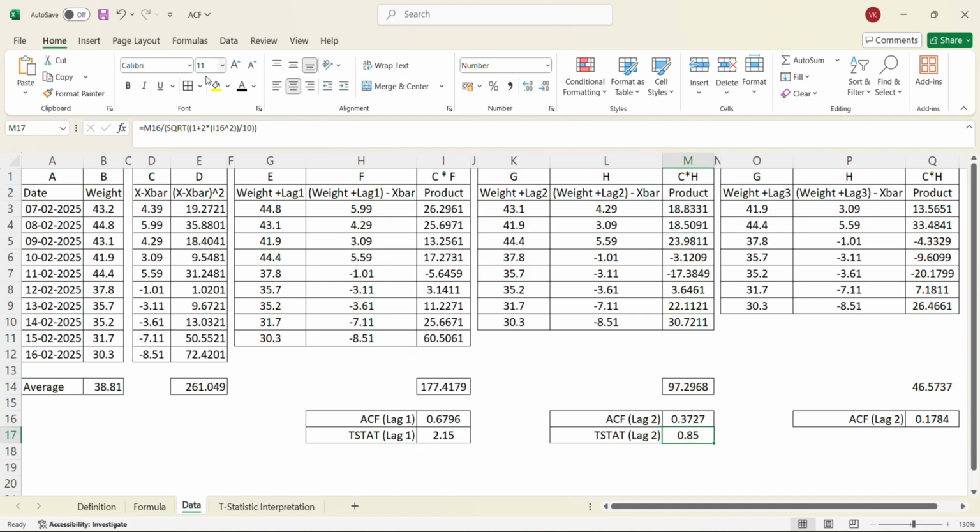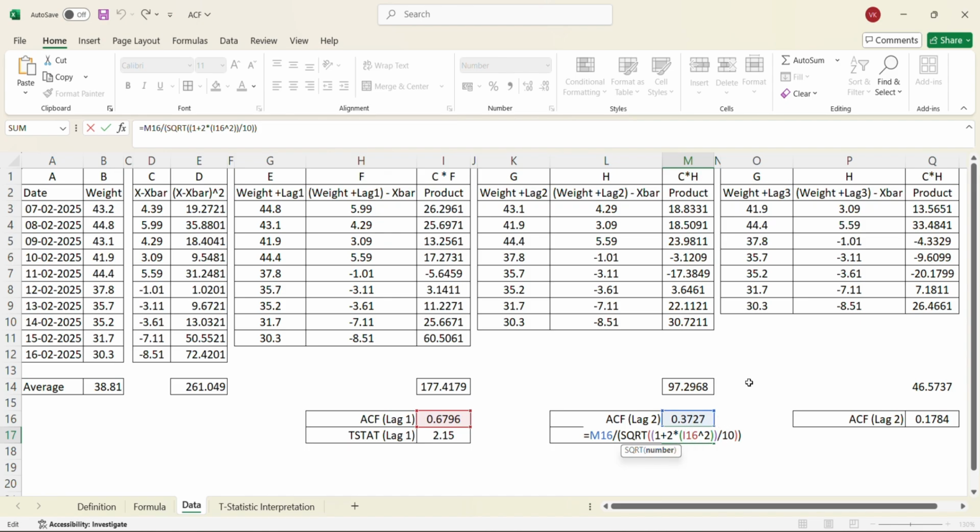Right. So let me now break this formula down for your easy understanding. Again, what is our numerator? Our numerator will be the ACF, that is the autocorrelation function. So M16 will be my numerator. Whereas my denominator will be the square root of 1 plus 2 multiplied by the square of the autocorrelation, divided by n.